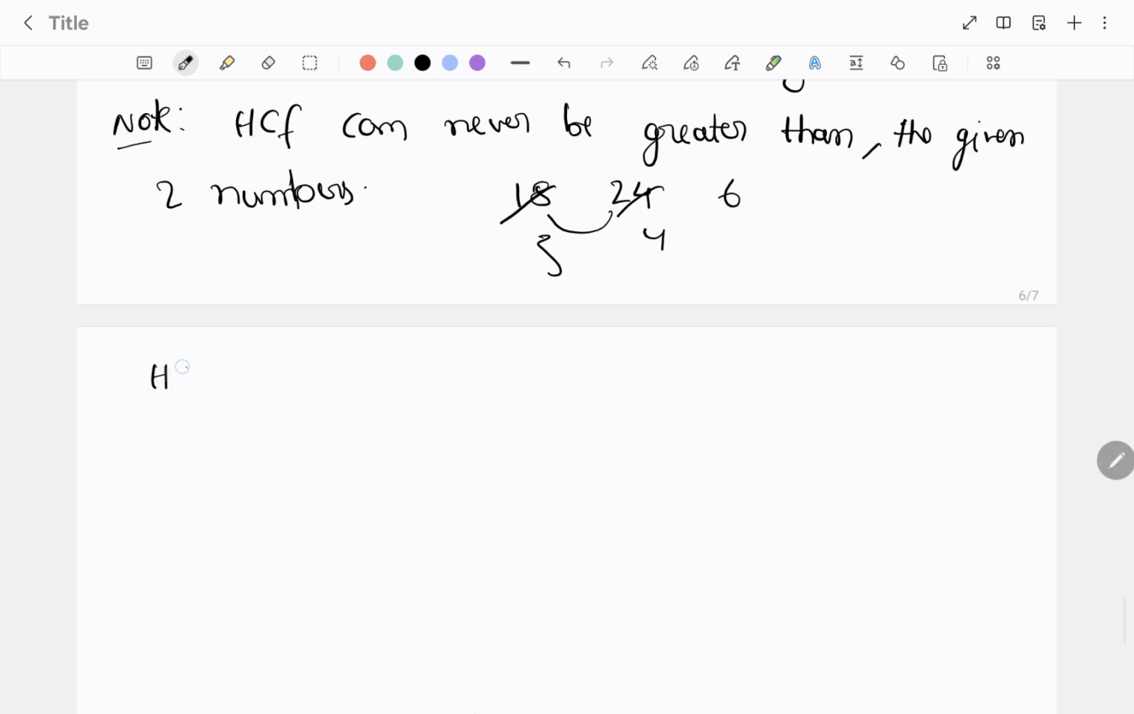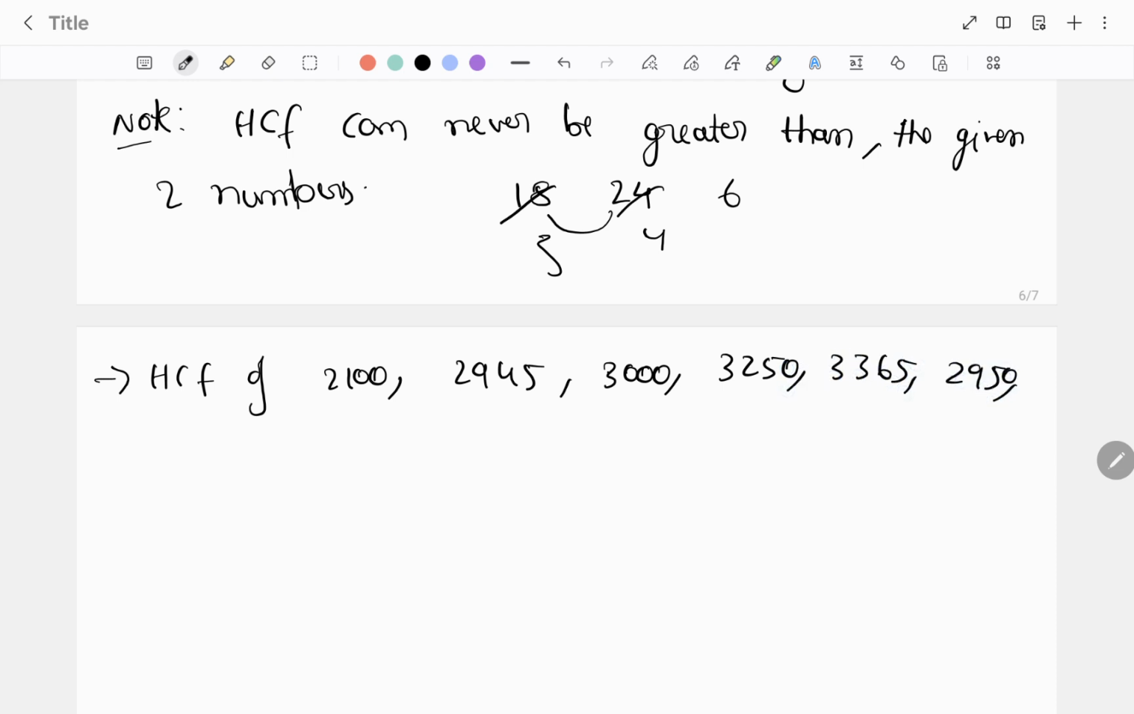Find the HCF of 2100, 2945, 3000, 3250, 3365, 2950, 3995, 4665. So how to find the HCF of such big numbers? Choose any two numbers whose difference is very small. These both. So what is the difference? 5. So this should be our answer.